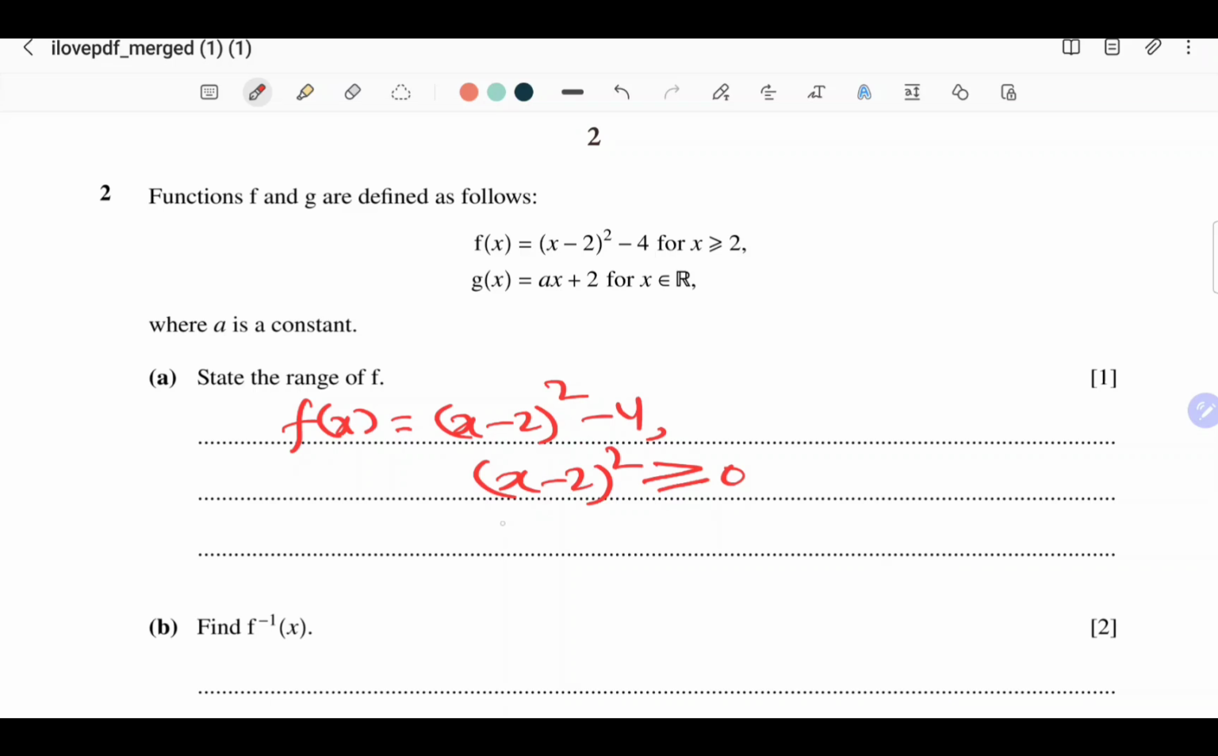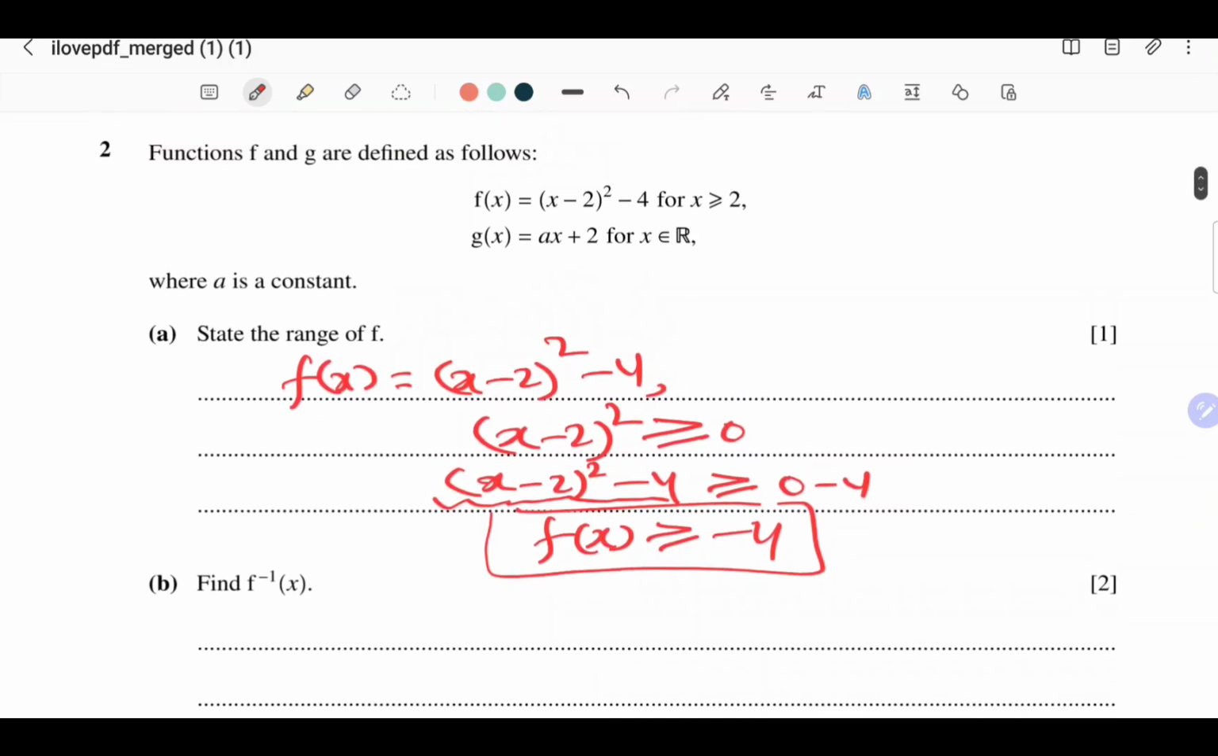Now we have to subtract 4 from both sides. So (x minus 2) whole square minus 4 is 0 minus 4. Now it became f(x), so f(x) is greater than or equal to minus 4. So this is our range. Now let's move to the second question, f inverse.